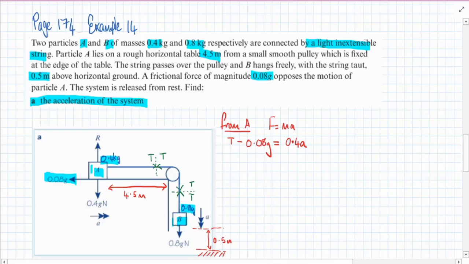Let's consider now what happens with particle B. Well, these are all of the forces that B gets to see, all the way up to the rope break. Because it's moving in this direction, that must mean the force in that direction must be bigger than the tension in the opposite direction.